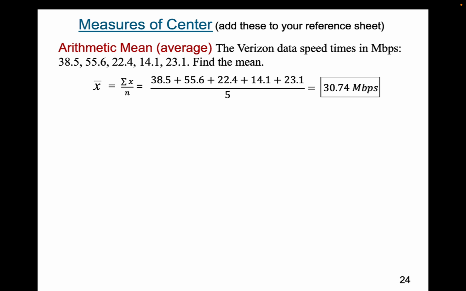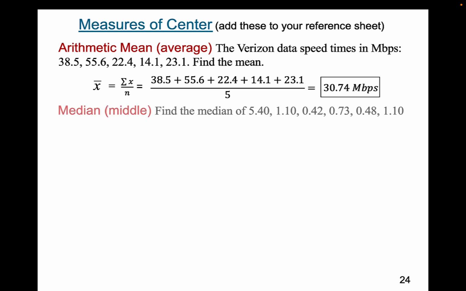Verizon data speed times. If you're having trouble typing this in your calculator, if you're getting a different result, it might be the order of operations. You have to make sure to do all of the addition, so get your numerator sum. Then after you have that sum, divide by 5. So keep trying it until you get to 30.74. If you're having trouble, like I said, it's probably the order of operations.